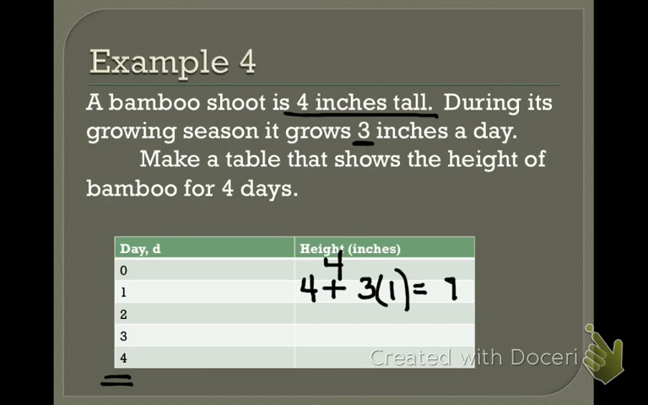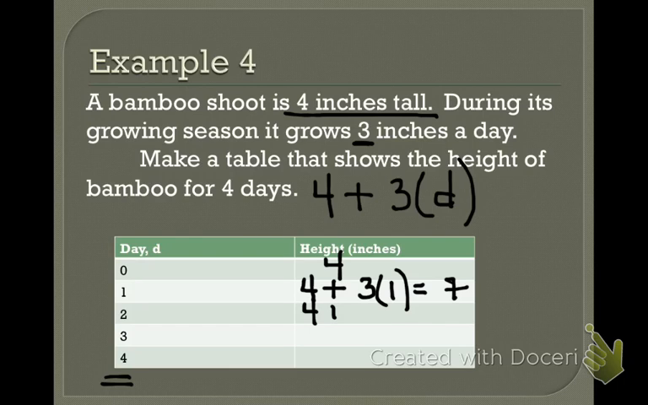It would be 7 inches tall. So now I'm going to do 2 days. Let's look at what equation we are using here. I'm starting at 4, and the bamboo's growing 3 inches a day. So that means I'm going to add 3 inches per day. Notice that's my variable, d, and I'm inserting the number of days for d. So we use that equation.